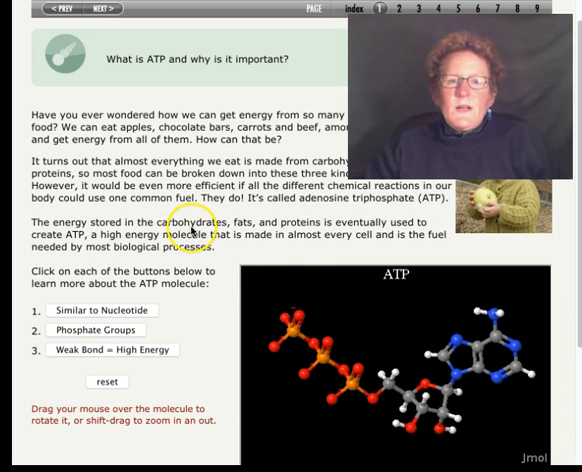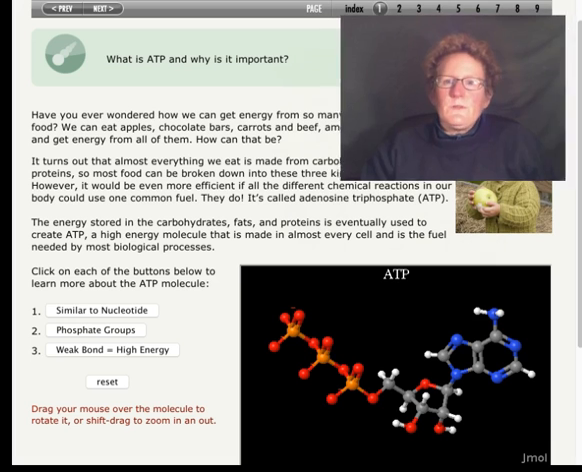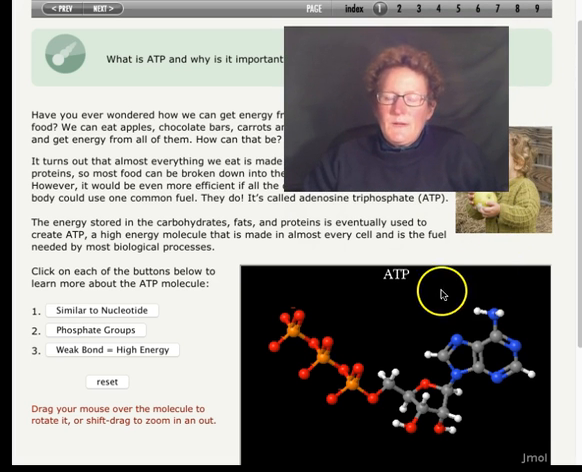The energy stored in carbohydrates, fats, and proteins is eventually used to create ATP, a high-energy molecule that's made in almost every cell and is the fuel needed by most biological processes. Now that sounds a lot like an answer to the question here. Let's scroll down a little bit more and find out more about ATP.